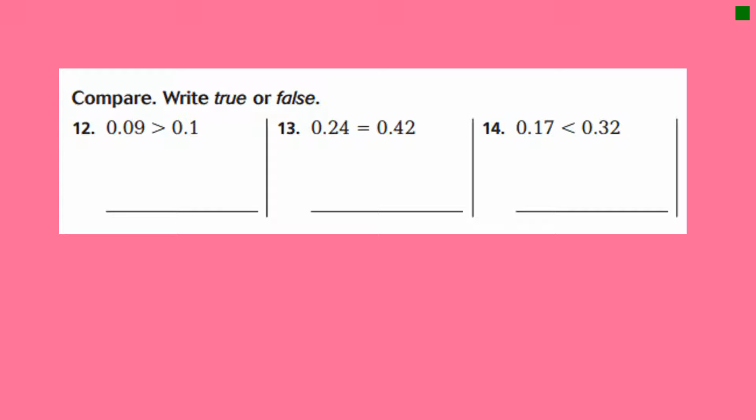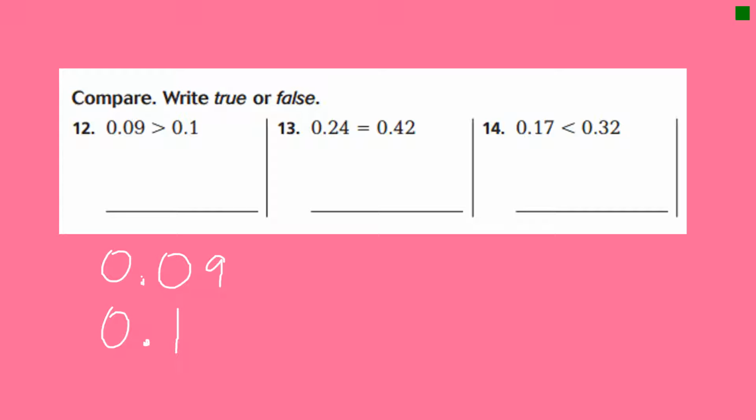All right, so you have to compare these and write true or false. So number 12 says 9 hundredths is greater than 1/10. Now, I want to say it's true because I know that 9 is greater than 1, but I'm going to pause for a minute here and I'm going to rewrite them like this. 9 hundredths and then 0 and 1/10.